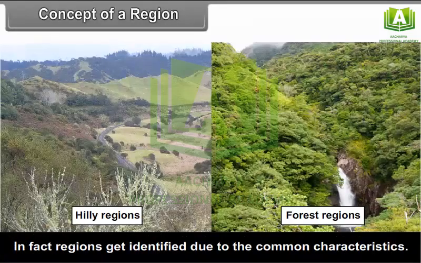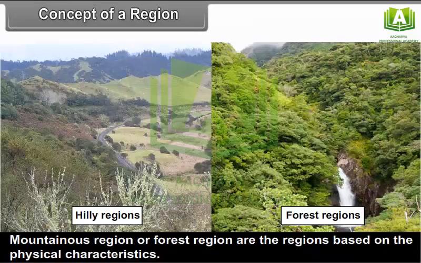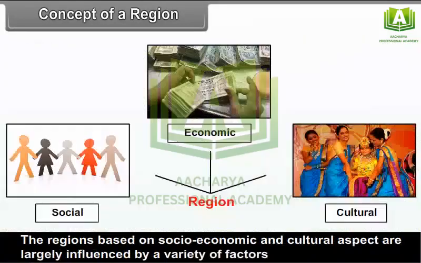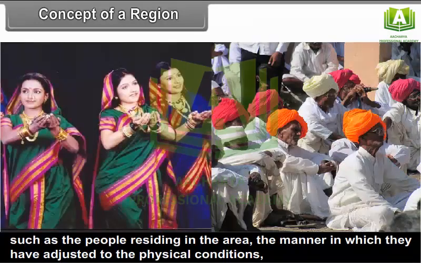In fact, regions get identified due to the common characteristics. Mountainous region or forest region are the regions based on the physical characteristics. Though it is not necessary that all the regions are based on physical characteristics. The regions based on socio-economic and cultural aspects are largely influenced by a variety of factors such as the people.